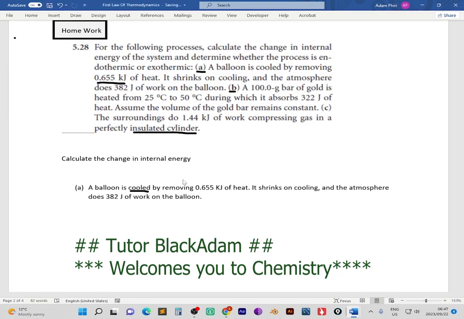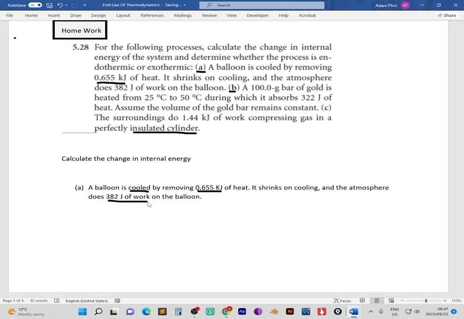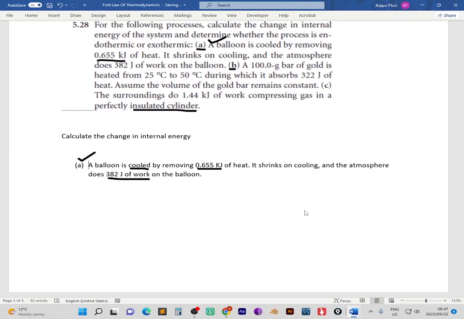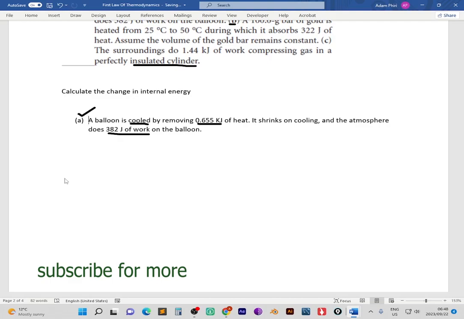We're doing chemistry. So this is a homework of the previous activity. All right, so we have a balloon that cooled, and that is the homework. The balloon has an energy of 0.655, and we also have work done, 382 joules. So we're going to look at the values that we have.